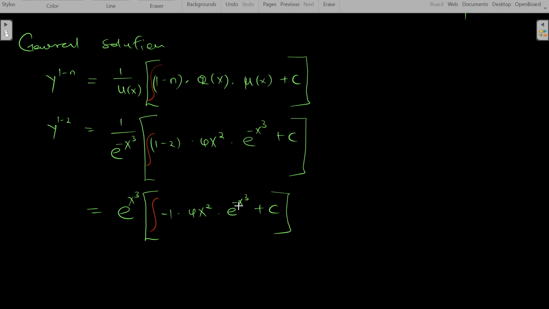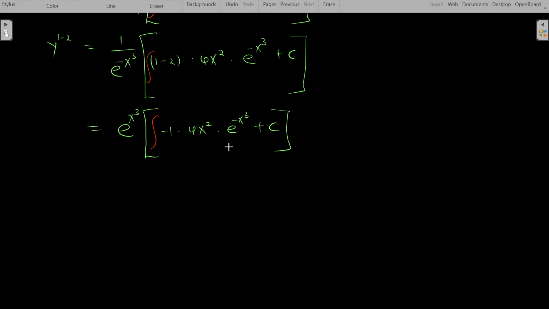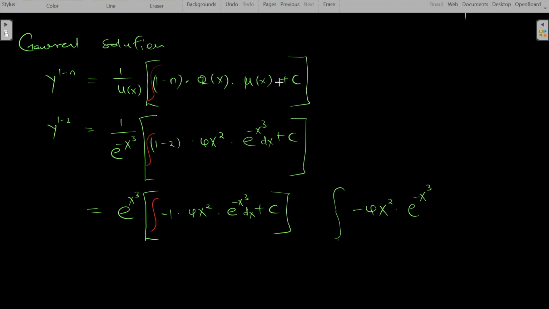So how will we take the integral of this? Let's solve for the integral of negative 4x squared multiplied by e raised to negative x cubed dx. Remember there's a dx at this point, so we're integrating with respect to x.